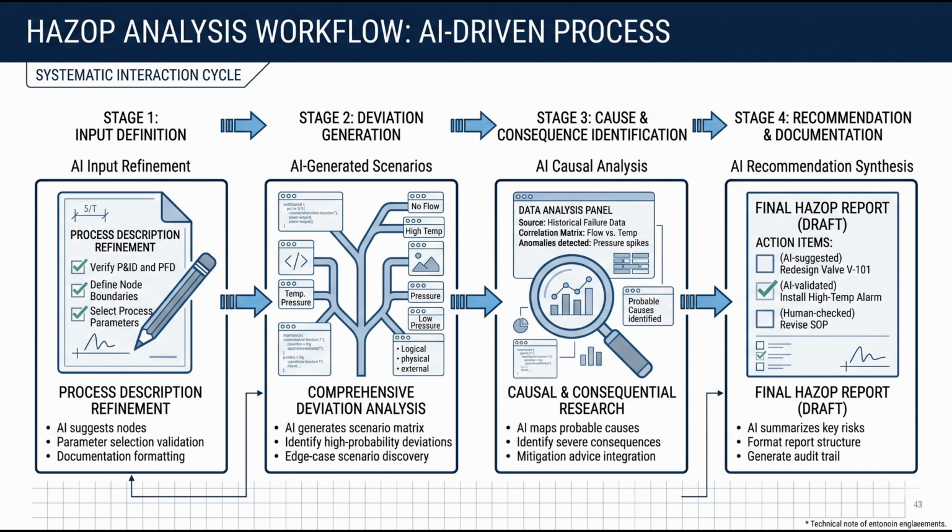First prompt. Ask AI to list the parameters for the node. Review. Second prompt. Ask AI to identify deviations. Review. Third prompt. Ask AI to assess consequences. Review. Fourth prompt. Combine everything into a formatted report. Same task, same AI, completely different result. That is what a loop does. It forces AI to think in stages, exactly the way a good engineer thinks.